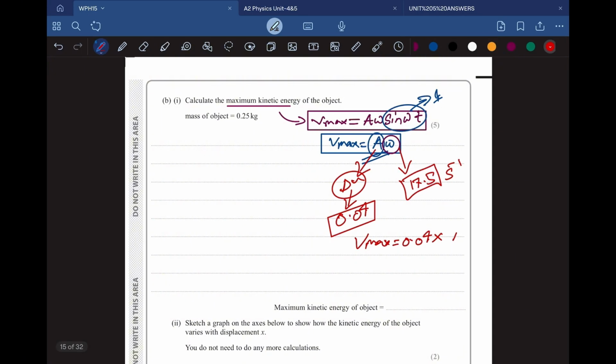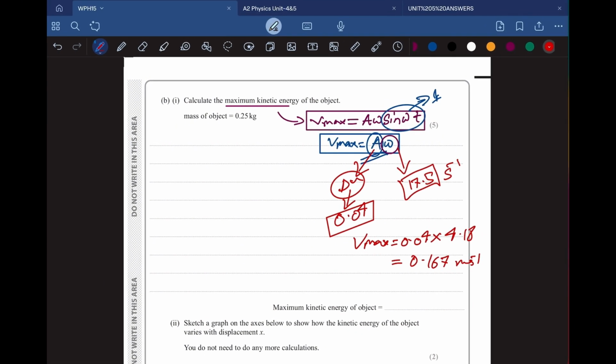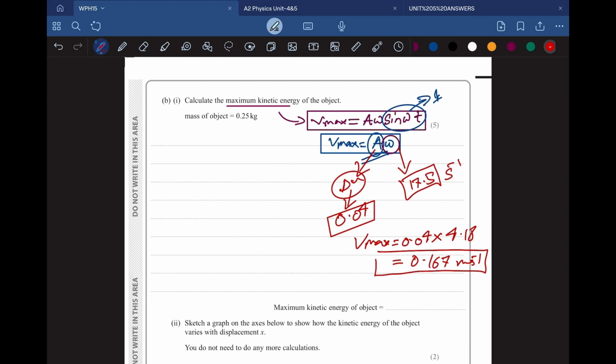It will be 4.18. So this will give us a velocity value of 0.167 meters per second. So we have got our maximum velocity, and the question asked us to figure out the maximum kinetic energy. To figure that out, we will multiply the mass with v squared.